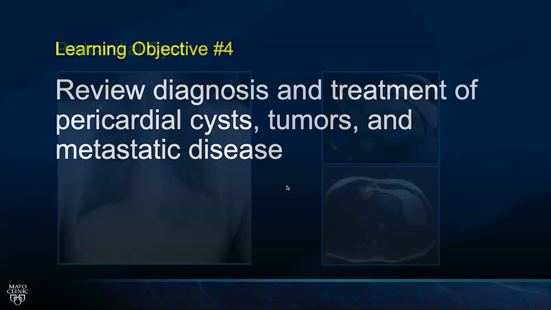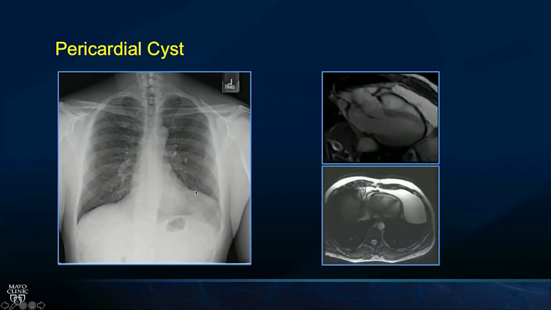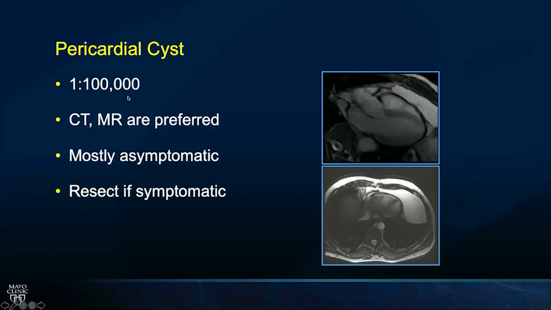Last, we'll talk about some pericardial cysts. So this is a chest x-ray of someone with a big pericardial cyst here. It's right here on this MRI, anterior to the RV, and here's another one out here. Pericardial cysts are rare, 1 in 100,000.